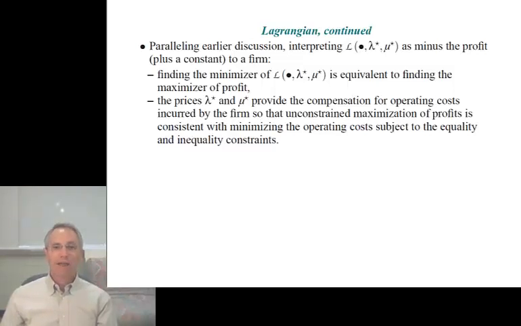Indeed, paralleling our earlier discussion, if we interpret the Lagrangian as minus the profit plus a constant term, finding the minimizer of the Lagrangian is equivalent to finding the maximizer of the profit. And again, the prices lambda star and mu star provide a compensation for operating costs incurred by the firm so that unconstrained maximization of profits is consistent with minimizing the operating costs subject to the equality and inequality constraints.